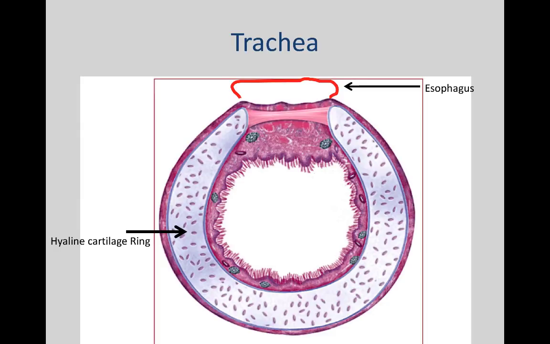The esophagus, drawn in here, lies posteriorly to the trachea. And here is the trachealis muscle. During a cough, this muscle contracts, slightly constricting the tracheal cartilages, which helps expel air more forcefully. You can also see the pseudostratified epithelial tissue lining the trachea.